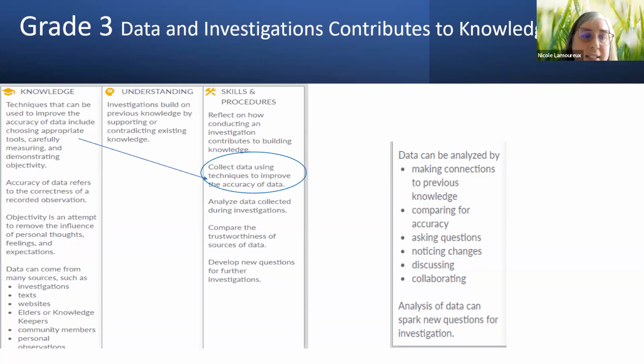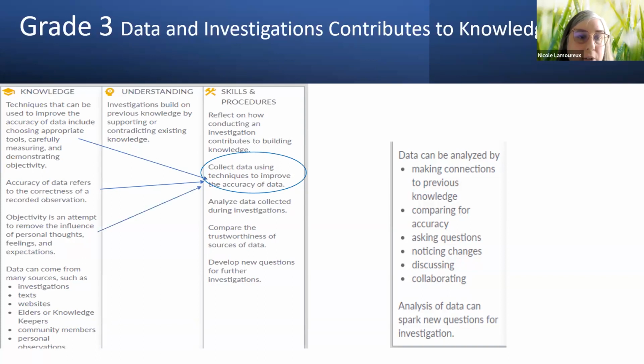And in this one it says techniques include choosing appropriate tools to improve the accuracy of data. So that's something we need to teach and assess, carefully measuring and demonstrating objectivity. Okay, but also this knowledge statement feeds into that particular skill. The accuracy of data refers to the correctness of recorded observations. And we're going to look at what that looks like in the classroom.